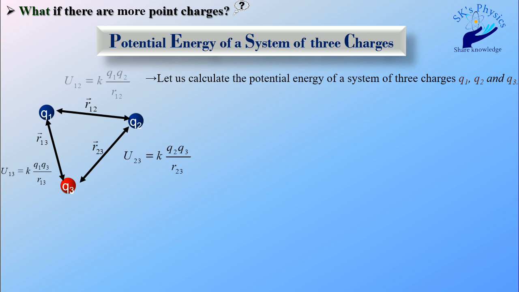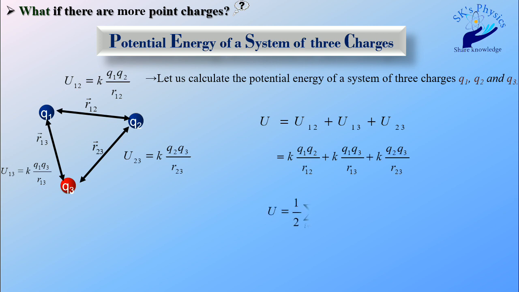Now for the system of charges, there are 3 charges q1, q2 and q3 and the energies are u12, u13 and u23, and the total energy is the sum of them. So U = k q1 q2 upon r12 plus k q1 q3 upon r13 plus k q2 q3 upon r23, which equals 1/2 sigma k qi qj upon rij.